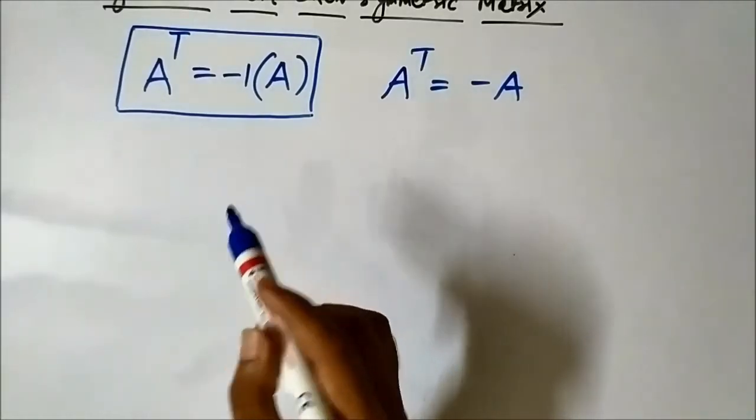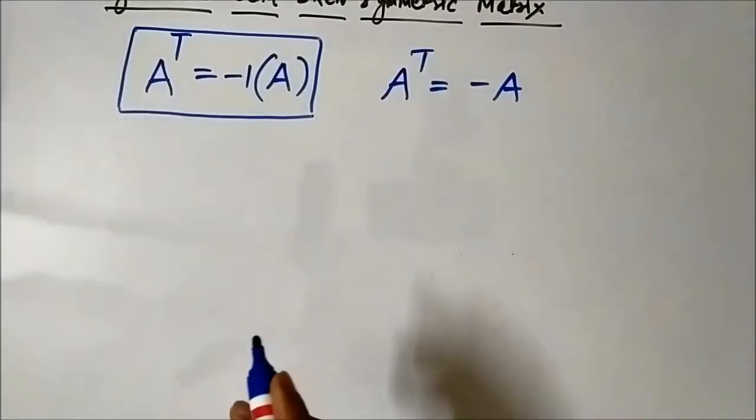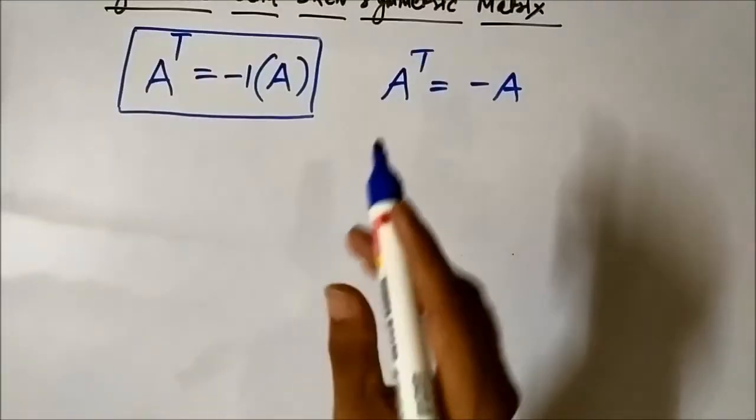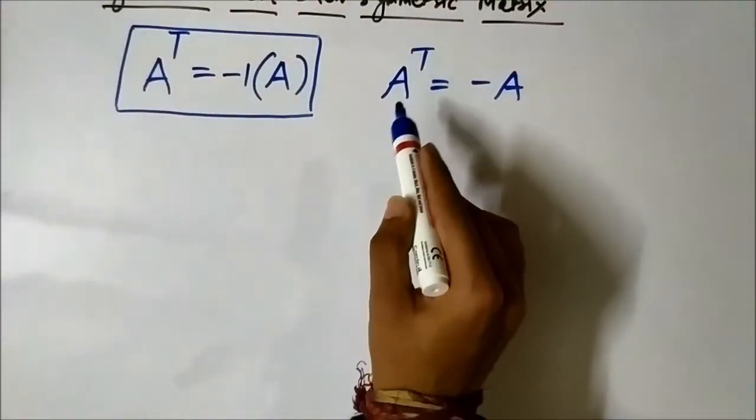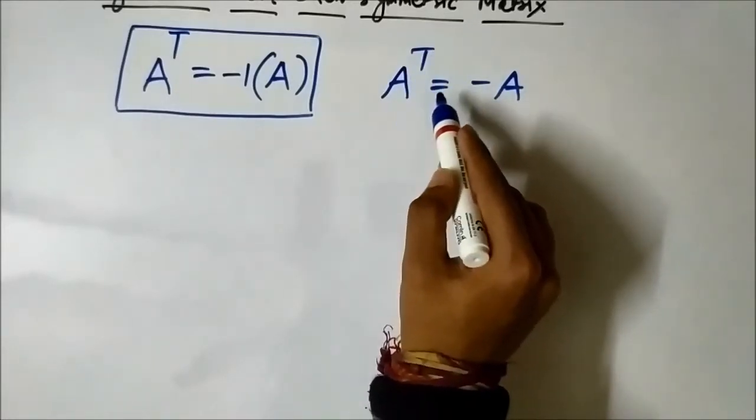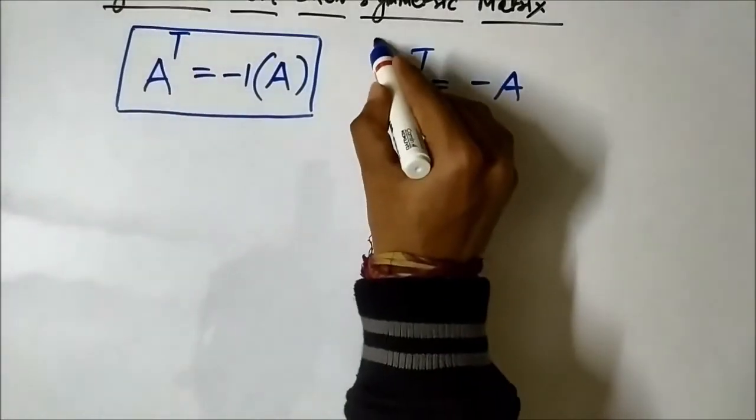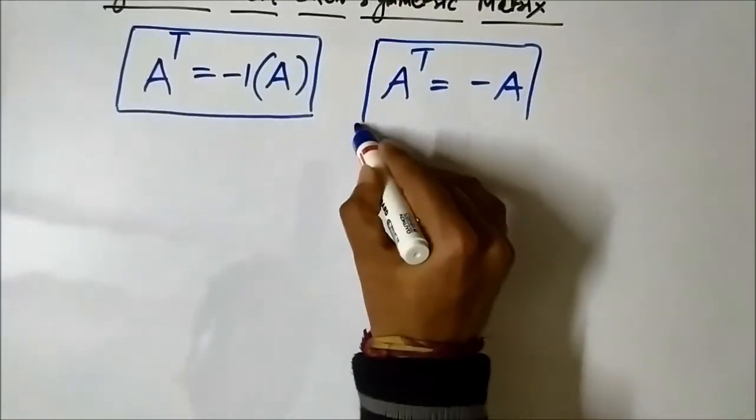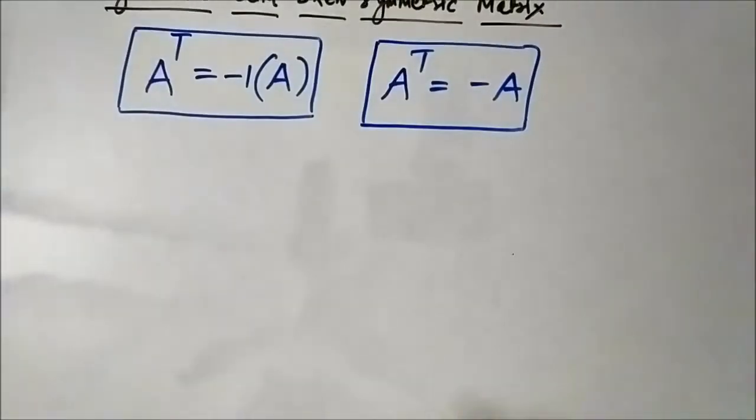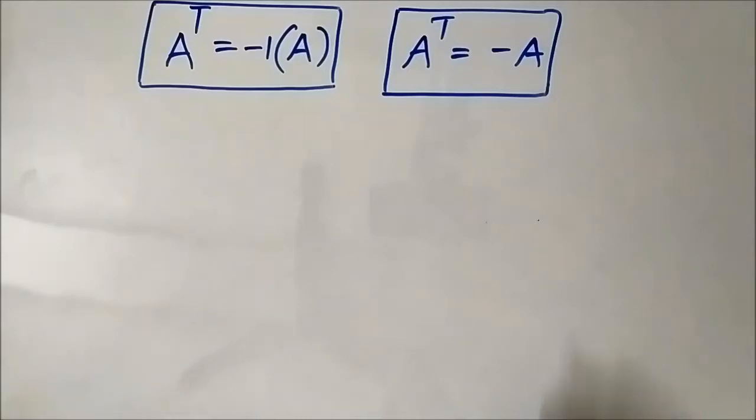We have already discussed multiplication of a matrix with a scalar quantity or a constant, so please check out that video. The definition says that the transpose of a skew symmetric matrix gives us the negative matrix, the same matrix, but each element multiplied with minus 1. This is the definition of a skew symmetric matrix. So let us now take some examples.